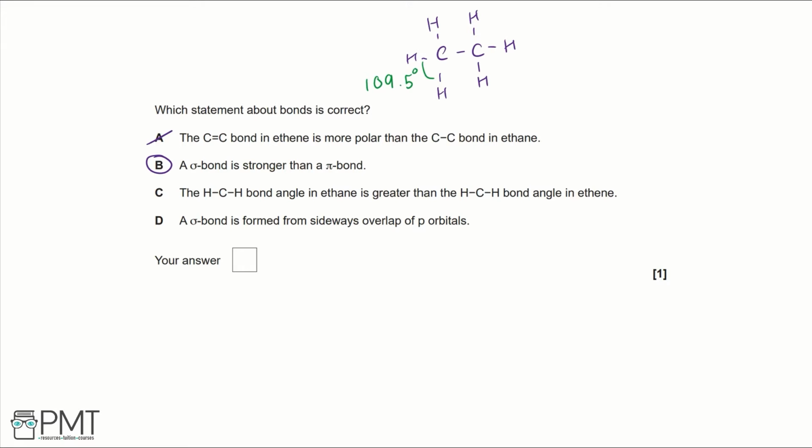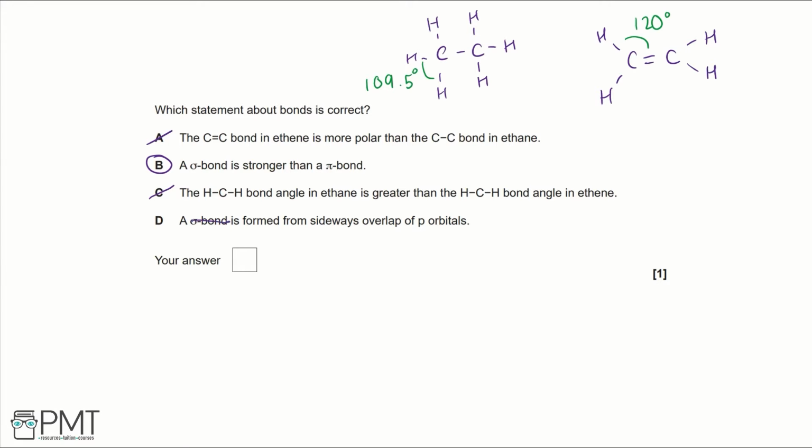Then if we draw ethene, we have our carbon-carbon double bond and we have 4 hydrogens. We can see we've got 3 bonding pairs and no lone pairs, which makes it trigonal planar, which is 120 degrees. So trigonal planar, 120 degrees, is a lot bigger than 109.5 degrees. So the bond angle in ethene is greater, but that's not what this statement says. So this is incorrect.